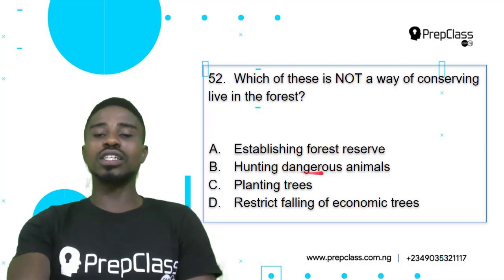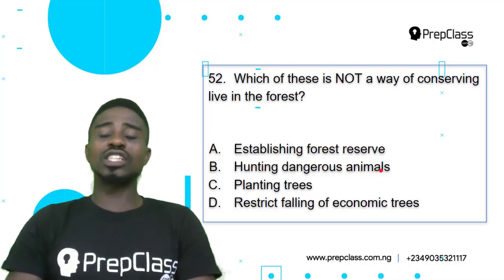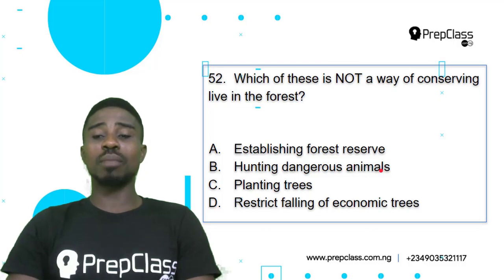Option B, hunting dangerous animals. Hunting dangerous animals can be described with a word known as poaching. Poaching is when you are killing wild animals, and that is not a way of conserving life. Rather, it's a way of reducing life in the forest, and that can bring about extinction of most of these animals. When an animal goes into extinction, it means all of the species has been wiped off, and you can't see any one of them again.